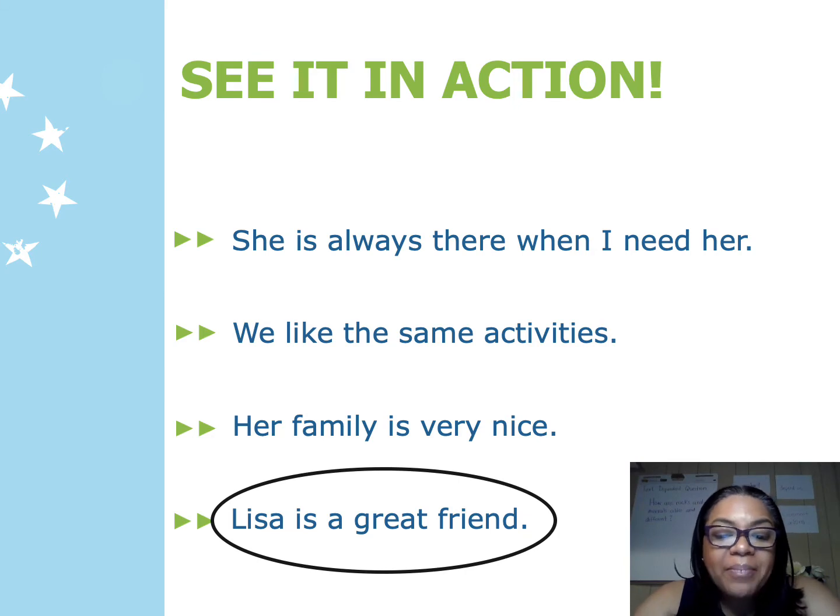Now that we know what the topic or the main idea of the paragraph is, we can figure out which sentences we should include in the paragraph because they connect to the main idea, and which sentences we should eliminate or take out because they don't really connect. Let's look at the rest of the sentences together. Remember, our topic sentence is Lisa is a great friend. Now we're going to see if they connect to support that Lisa is a good friend.